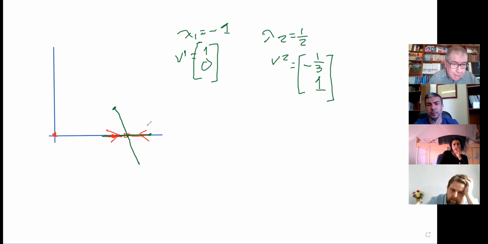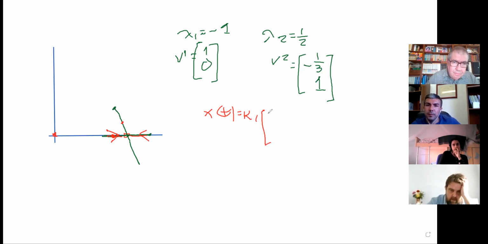Now, if I'm here, where shall I go? I'm aligned with the other eigenvector here. Where shall I go? Away. I'm going away because, remember, it's positive.